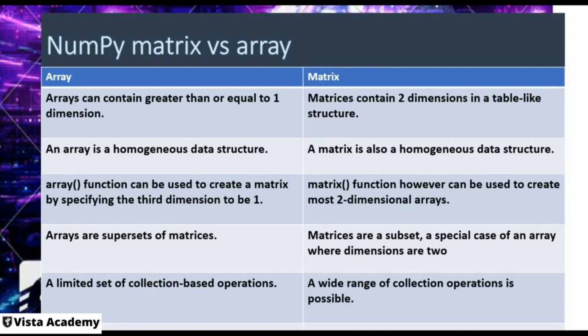Arrays are a superset of matrices, whereas a matrix is a special case of an array where the dimension is 2. The main difference is that we can have a wider range of operations in a matrix as compared to an array. So we can have more functionality and more operations with a matrix. Now we will go to our Jupyter notebook and create a matrix and an array.